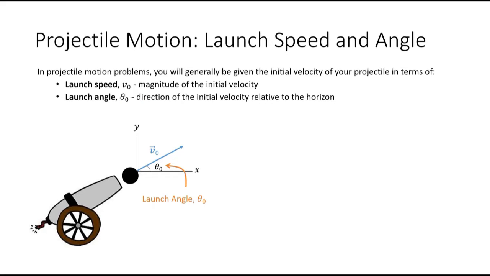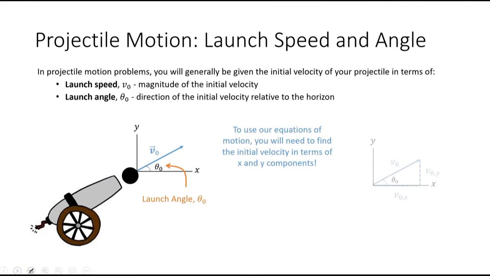Okay, so if we were to think about this cannon here, the cannonball is being launched out of this cannon. We know it has some initial velocity, v naught. It's a vector, the magnitude of that vector, so the length of that arrow, is going to be the launch speed v naught, and then the angle above the horizontal is your launch angle theta naught. Okay, and so then we know that when we want to use our equations of motion with constant acceleration, knowing v naught, so in other words, knowing the launch speed and the launch angle, well, to use those equations of motion, we really need the components, right? We need the x and y components of that initial velocity. So we're going to have to break that vector up into its x and y components.